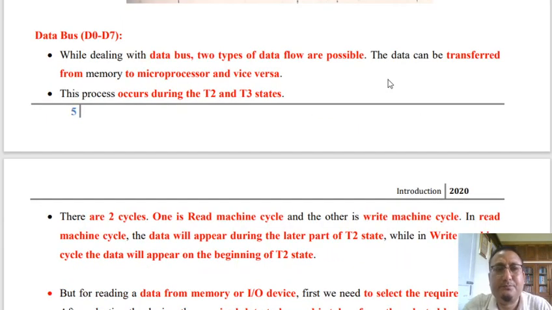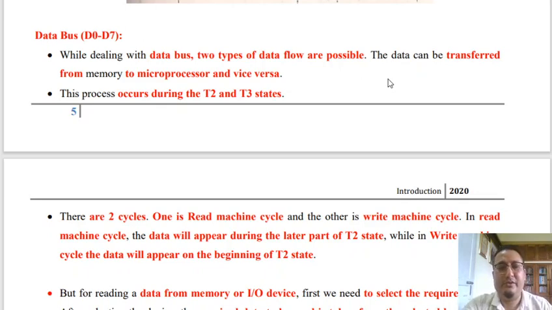Now the data bus. So on the data bus, we have multiplexed address-data lines AD0 to AD7. At a certain instance of time, they are used as A0 to A7. At a certain instance of time, they are used as D0 to D7. Now, using the data bus, that is D0 to D7, two types of data flow are possible: whether the data is flowing from the memory to the microprocessor or from the microprocessor to the memory.